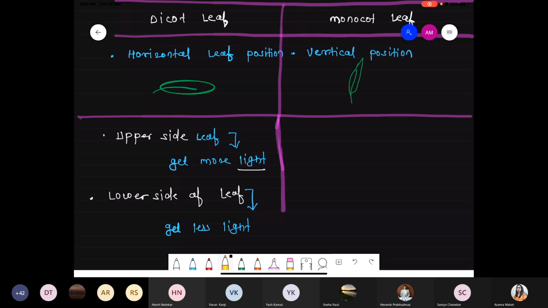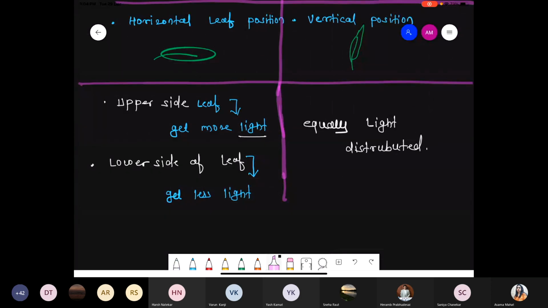But when you compare this point with the monocot leaf, due to the vertical arrangement, the light received is distributed equally. Because the position is vertical, it is dependent on that. So an equal amount of sunlight will be obtained in case of the monocot leaf.